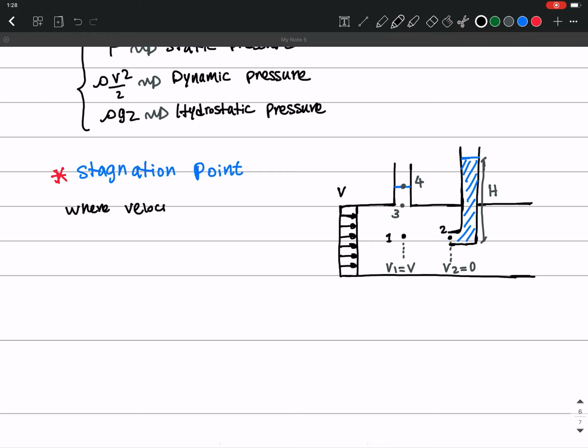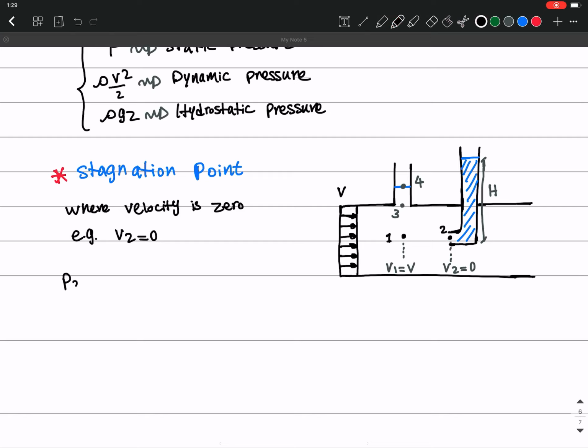Okay, so a stagnation point is where velocity is 0. For example, in this example, it's going to be at point 2 where velocity is 0. So here is a stagnation point, okay? And what can we say about a stagnation point using the Bernoulli equation? Using the Bernoulli equation, if we write it between point 1 and 2, we have a streamline here, right?